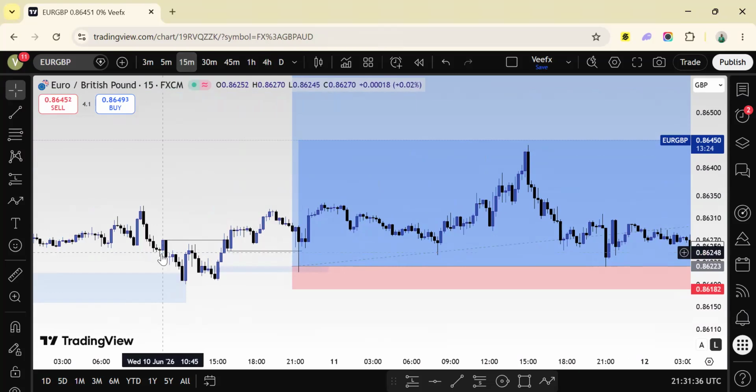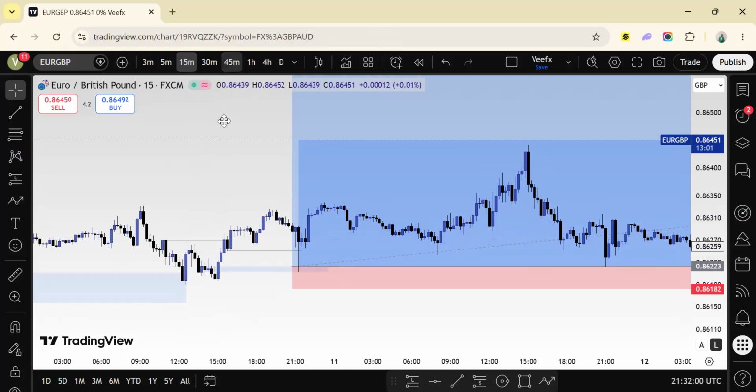So this was my last low, last high, right? This was my last low. This is my last low, right? And my last low proceeded and took out this last high. So this is my market structure shift here.